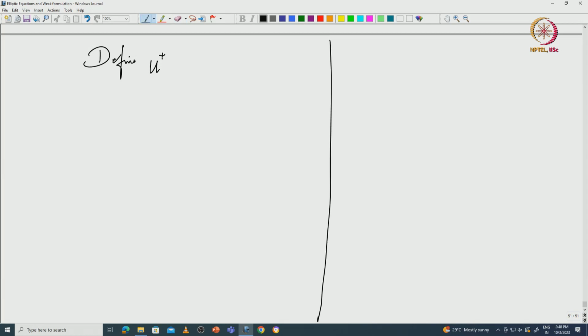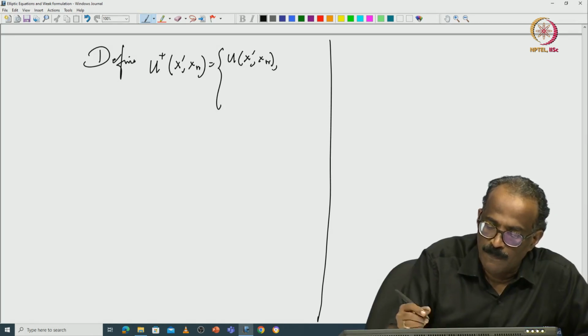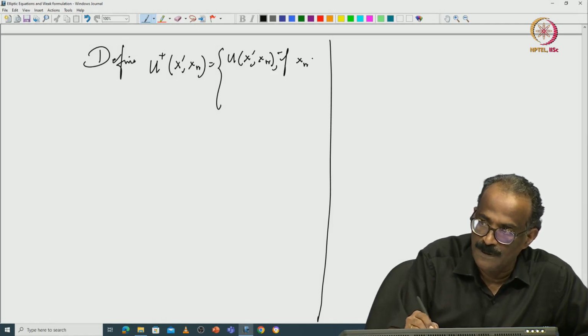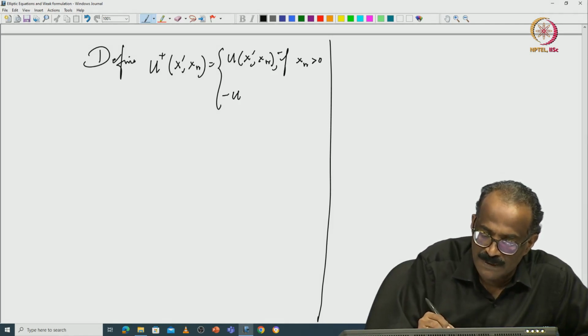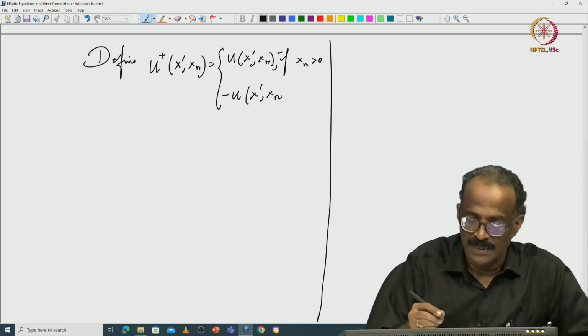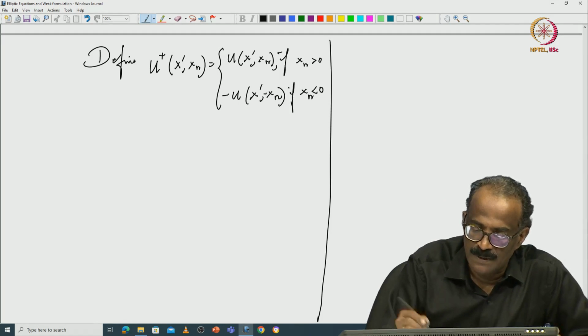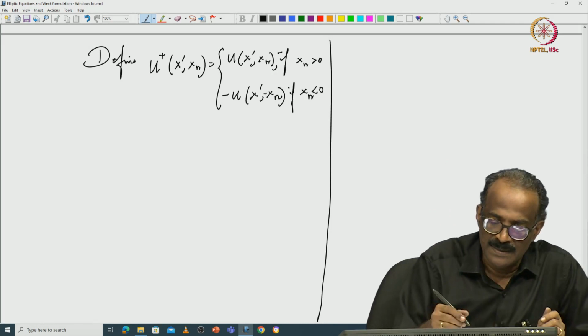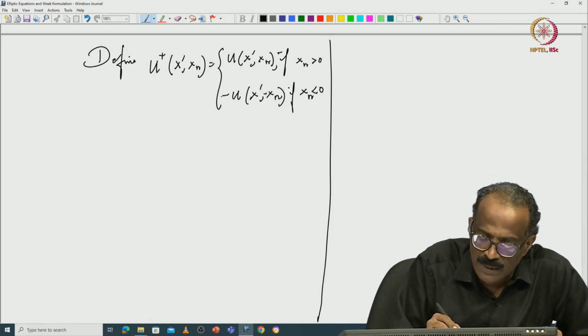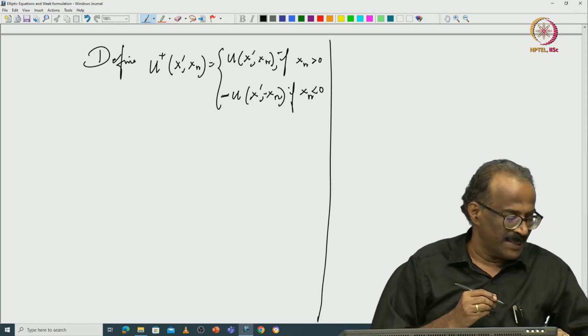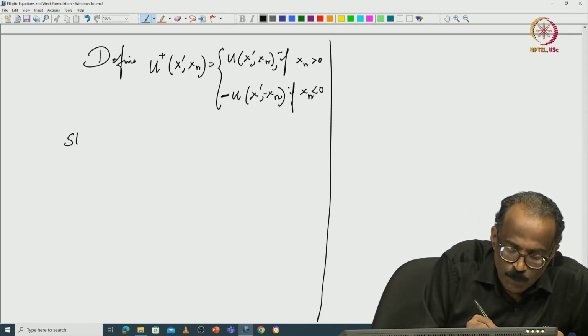So I use u plus only. u plus of (x prime, xn) is equal to u of (x prime, xn) if xn is positive, and here I put a minus sign, minus of u(x prime, minus xn) if xn is negative, because you have to satisfy a certain equation. So this is what you want to define. It is not exactly reflection, it is a reflection together with a minus, a negative reflection, you need that one. So this is step 1.